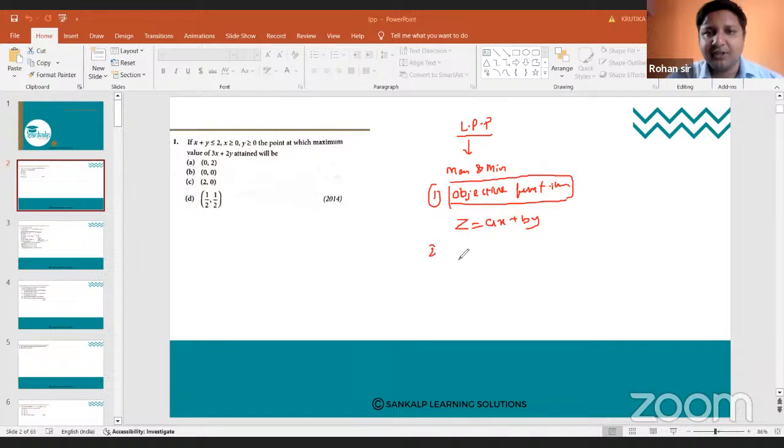Second, to find out the values of x and y, we make use of constraints, or in simple words, the inequalities. Whatever inequalities are given in the question, they are the constraints. By solving these inequalities, we get the values for x and y. And then the third term, corner points.